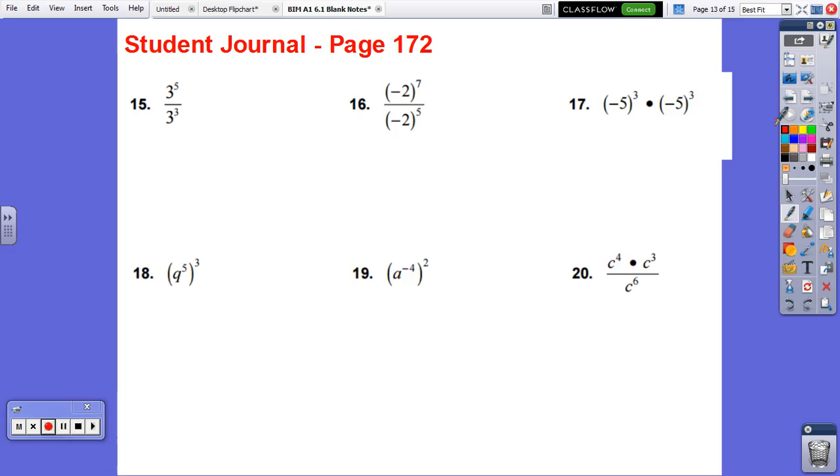Go ahead and complete number 15 through 20 in your student journal. Pause the video and then come back and see how you did.